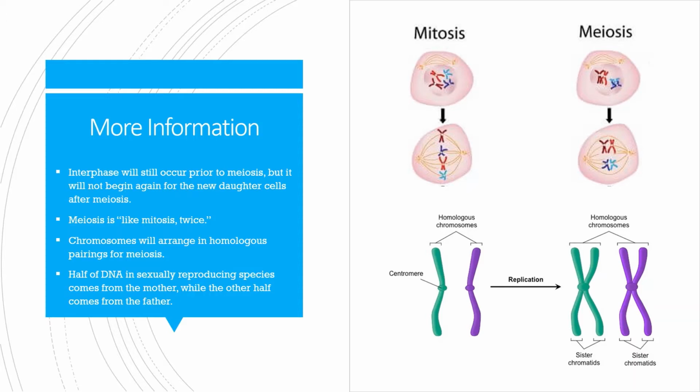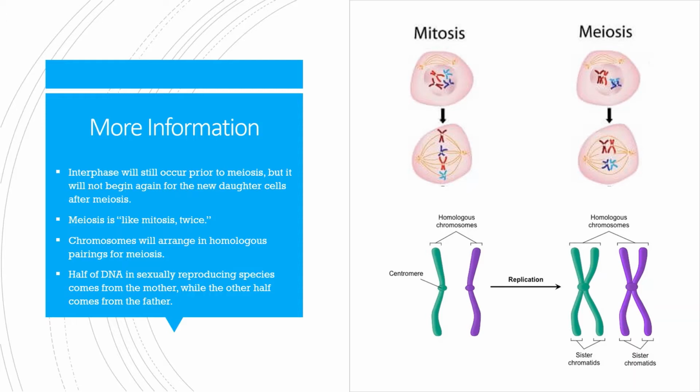So, interphase will occur prior to meiosis, but it will not begin again for the new daughter cells after meiosis. Meiosis is like mitosis twice, so not exactly like mitosis twice, but it's similar. Chromosomes will arrange in homologous pairings for meiosis. Half of DNA in sexually reproducing species comes from the mother, while the other half comes from the father.